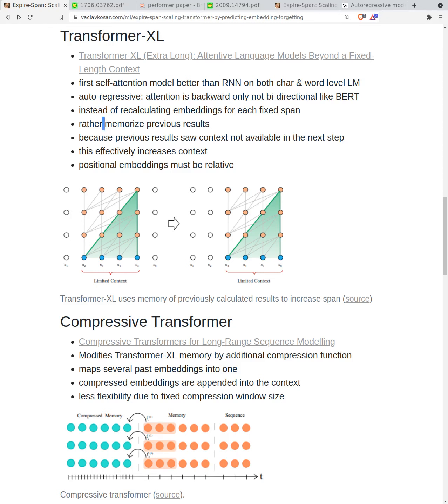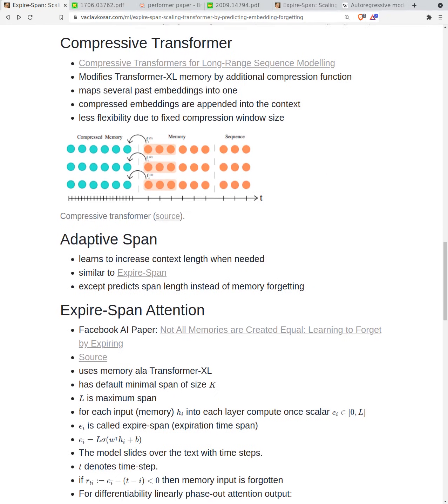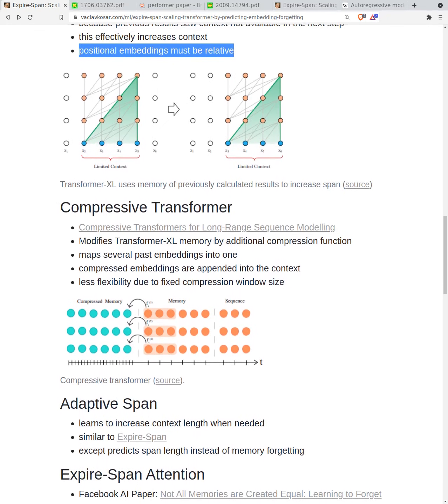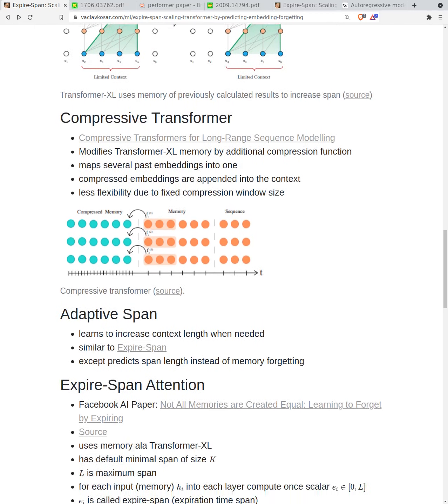So I memorize previous results instead of recalculating. That increases context, but I need to be careful. There is also the thing of positional embedding, some of you know, and I need to make sure that those are relative, because positions between the inputs are also important, and in this case, it's super important that those are relative.